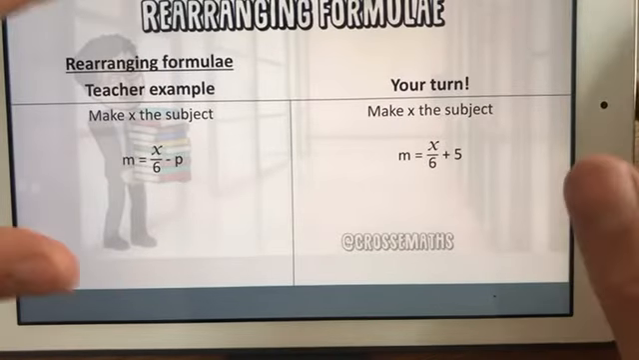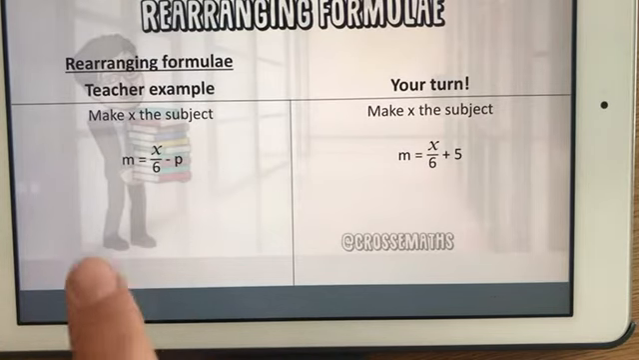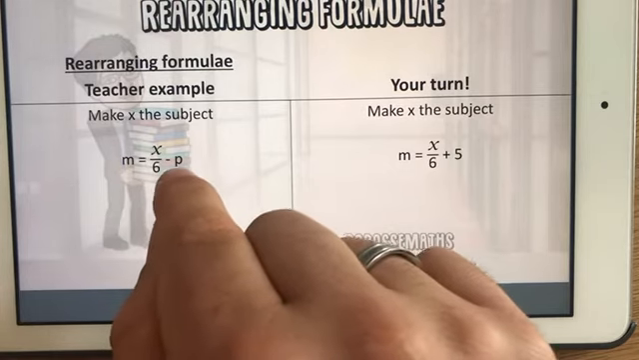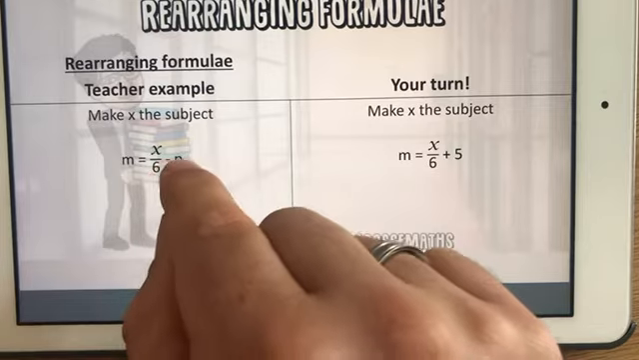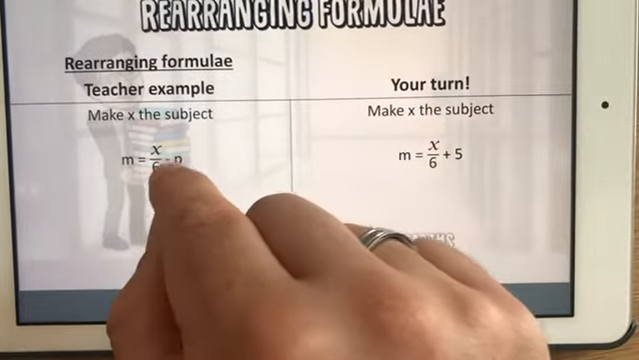Actually, I'll go through the first one. Make x the subject when you've got something like this. Once I've done this, I'll let you have a go at that one. m equals x over 6 minus p. Same steps. I want to get rid of the minus p, so I'm going to add p to both sides. I'll do this in blue.